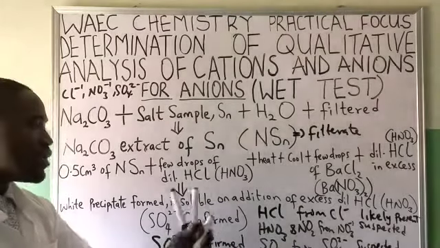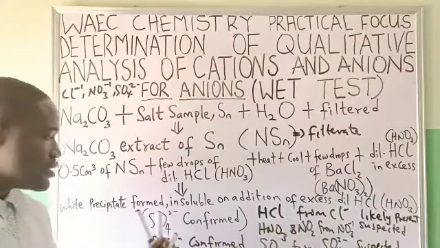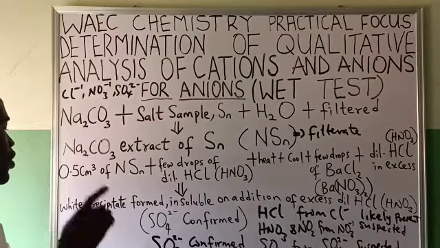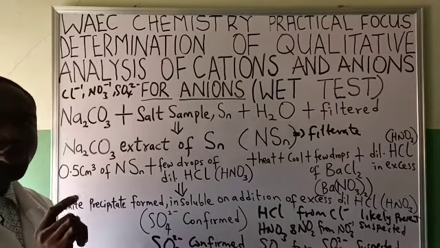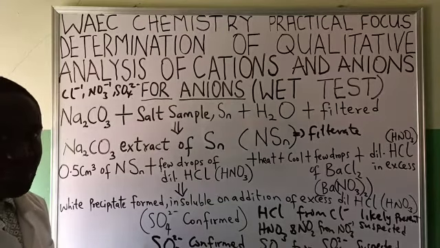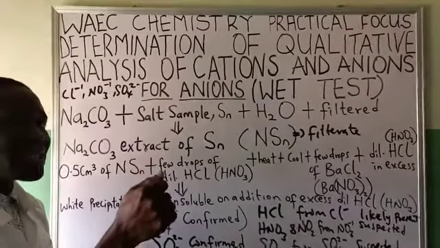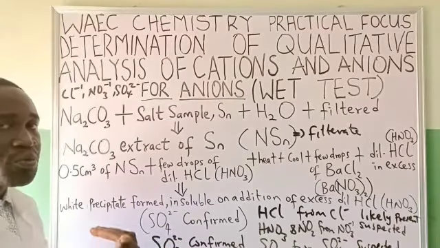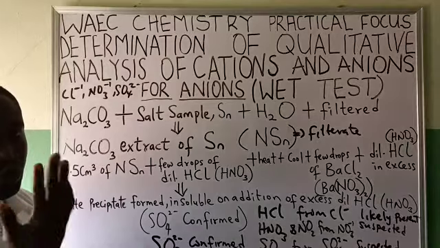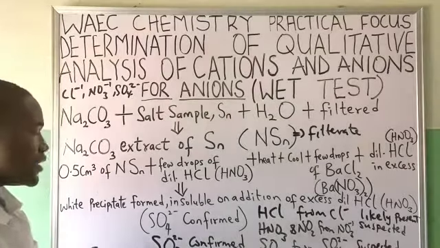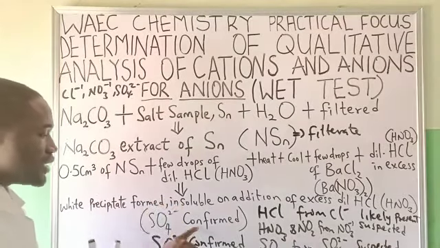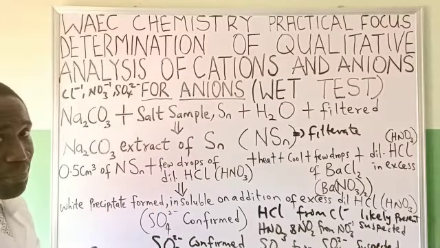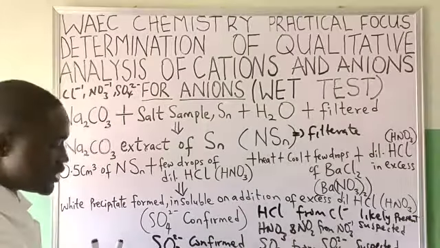Forming an insoluble white precipitate on addition of excess, this should come to your mind: sulfate confirmed. But if it forms a white soluble solution, no precipitate, you have to leave that test tube to stand for some seconds to check if the precipitate will be soluble or not. If it gives you an insoluble precipitate, know that it is sulfate. If it gives you a soluble white solution, no longer a precipitate, it means it is the other.